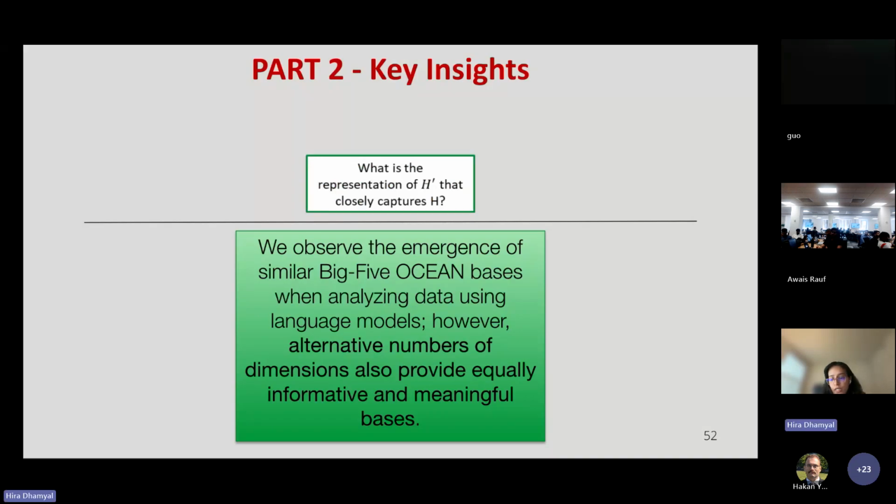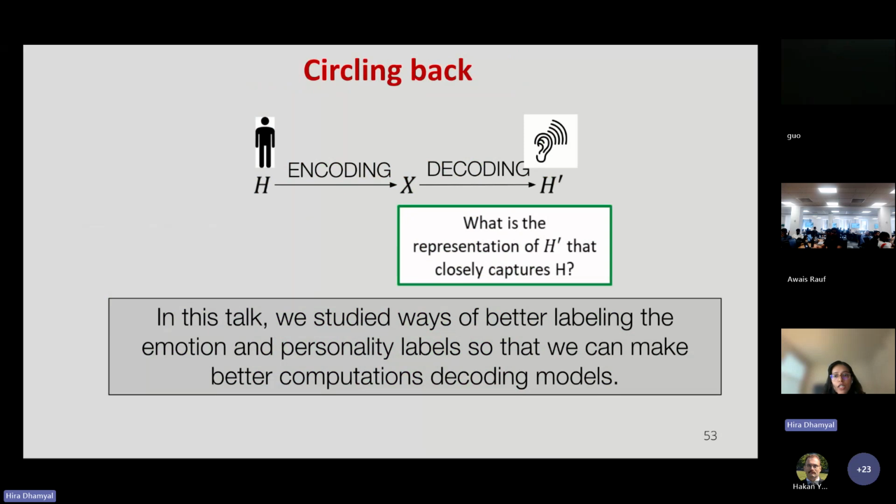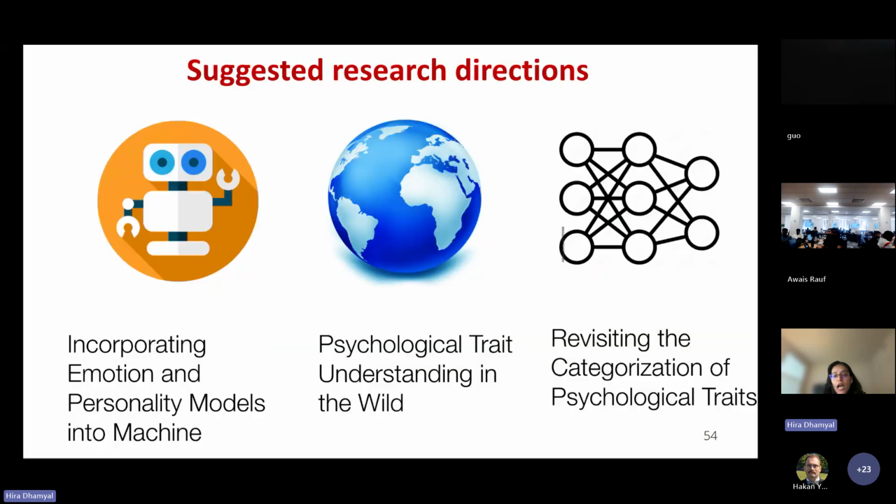So this is a conclusion from this part of the talk. Circling back, we studied different ways of better labeling emotion and personality so that we can make better computational decoding models. I want to leave you with some future directions that you can explore for your projects, or if you're interested in taking this up as a research topic.